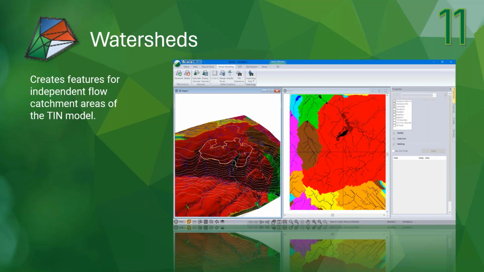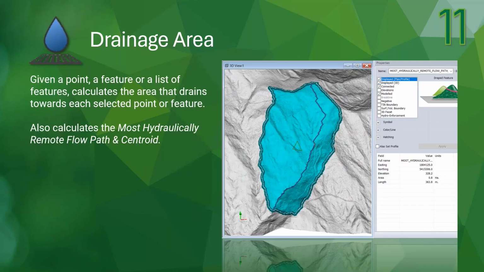So we've got a watersheds tool. This was in version 10. We totally redid it. It's more accurate with new algorithms, and probably the best part is it is substantially faster. The next feature in our toolkit for hydrology is drainage area.